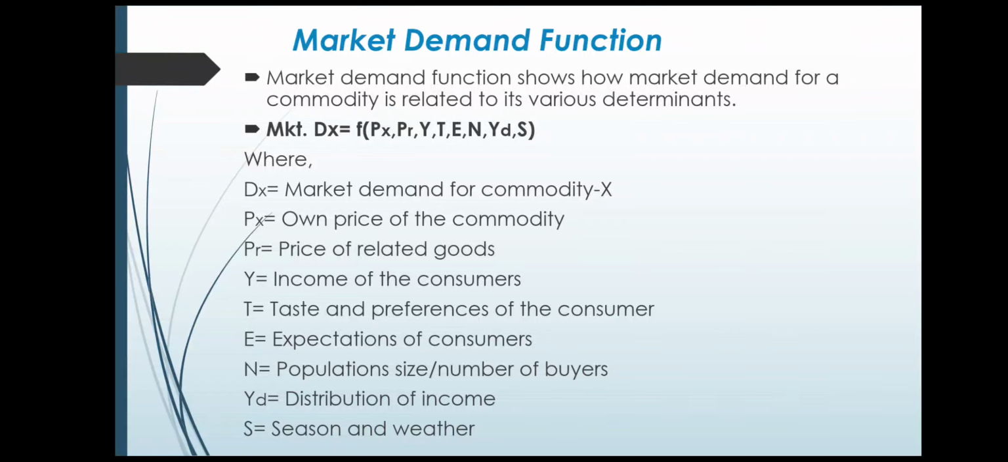Px is own price of the commodity. PR is price of related goods. Y is equal to income of the consumers. T is taste and preferences of the consumer. E is expectations of consumers. N is population size or the number of buyers. YD is distribution of income, and the last one is season and weather.